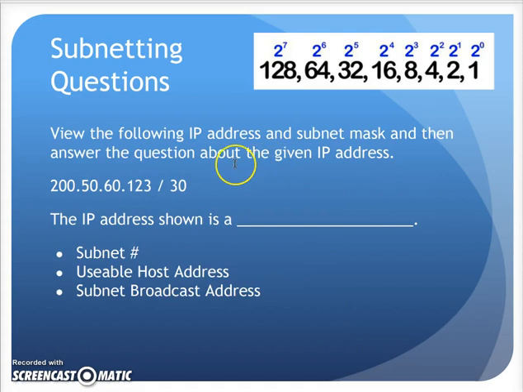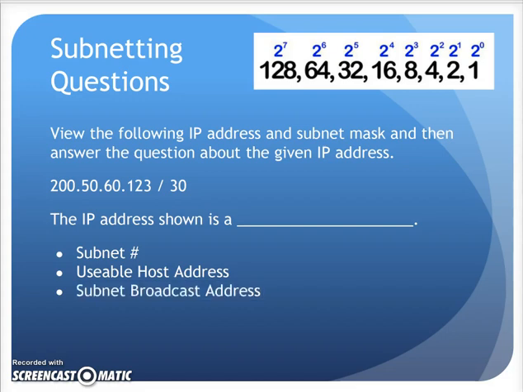Next one. Next type of question they love to ask you. View the following information, 200.60.123/30. What type of address is this? Is it a network number, usable host, or broadcast address? Ooh, this tends to throw you for a loop because you're like, I have to do the whole chart. I have to do the whole thing. Not necessarily. Okay, not necessarily.